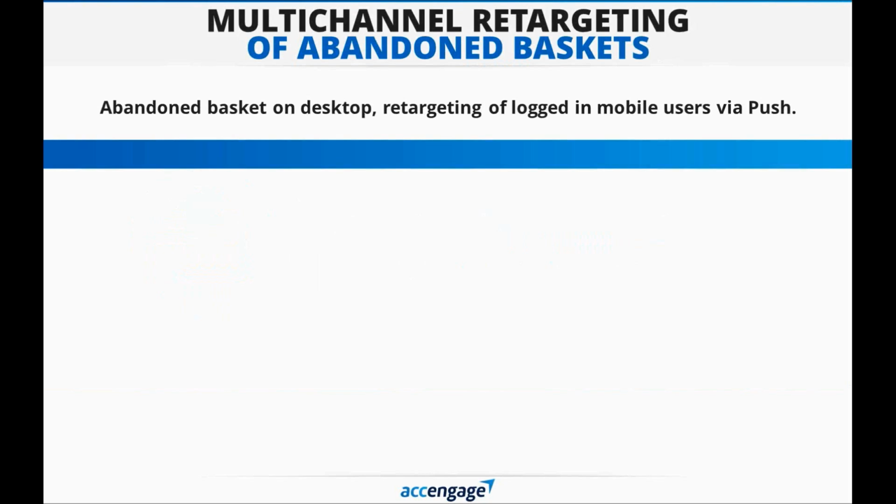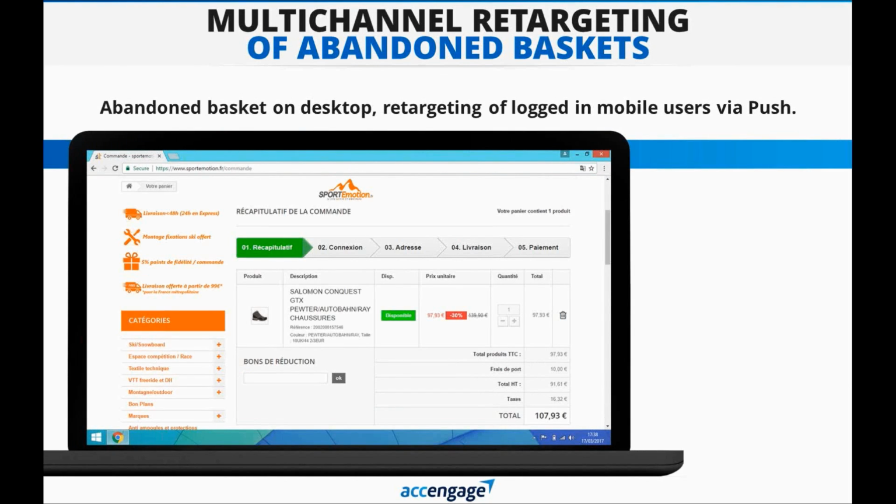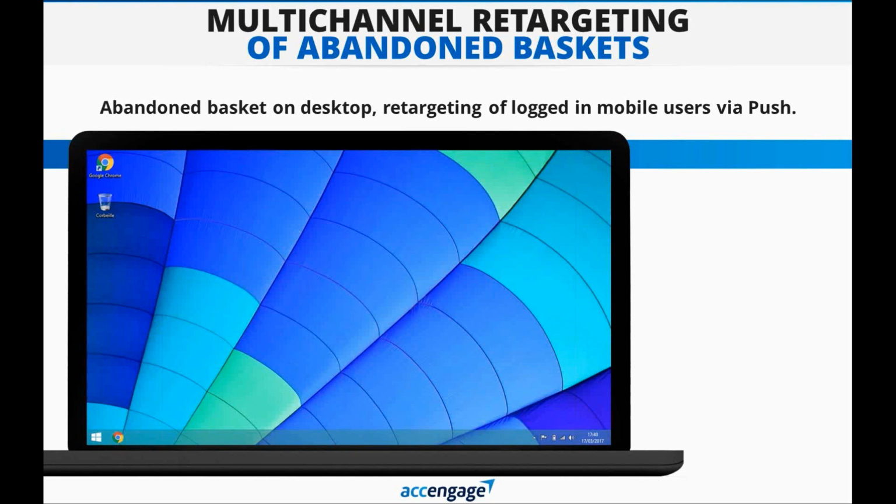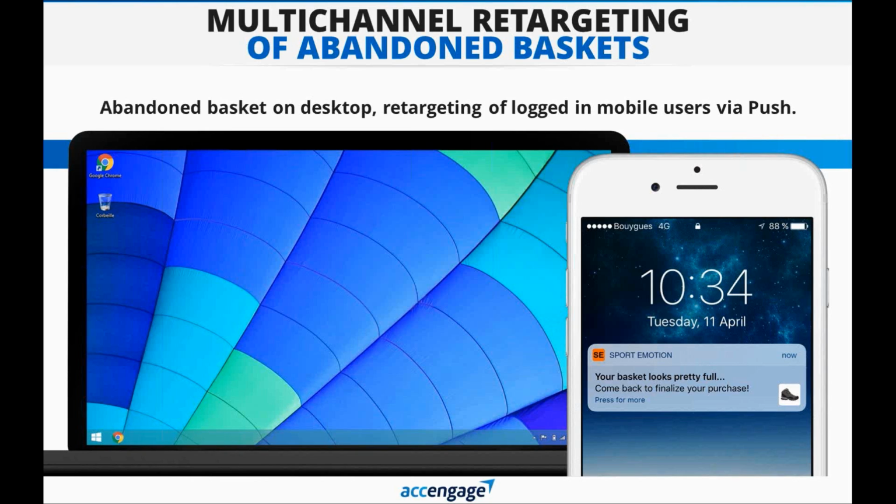Let's look at some examples of multi-channel retargeting of abandoned baskets. Imagine a user that has been on your desktop website and has looked at a product, added it to the basket, but didn't go through with the purchase. All of that, of course, is captured by your DMP, and that gives you the possibility to retarget this user on your mobile application, leveraging mobile push notifications to say, well, your basket looks pretty full, come back to finalize your purchase. The user can then finalize the purchase either in the mobile app or on the website.